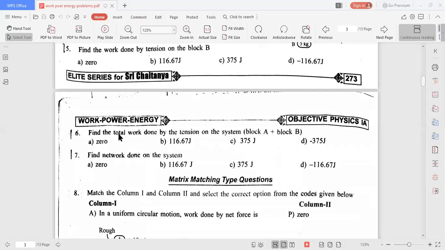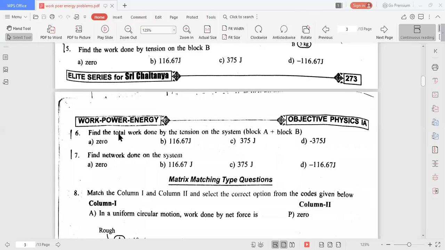The work done on the system by gravity is equal to what? So the net work done is equal to the work done by gravity on the system, which is the work done by gravity on block A plus the work done by gravity on block B. Whenever gravity acts on them, block A comes down and block B goes up. Here the gravitational force on the block is downwards, whereas the displacement of the block is upwards. That's why negative work is done by gravity.